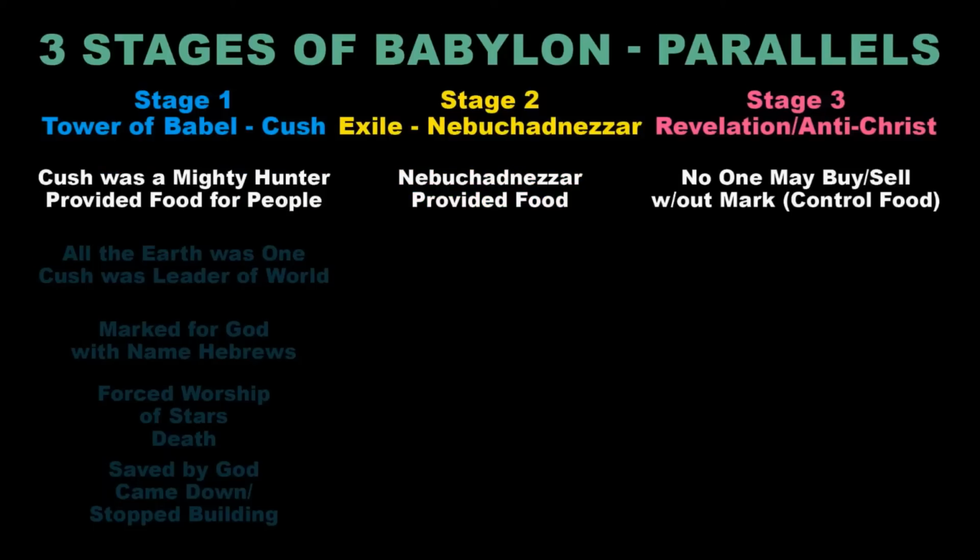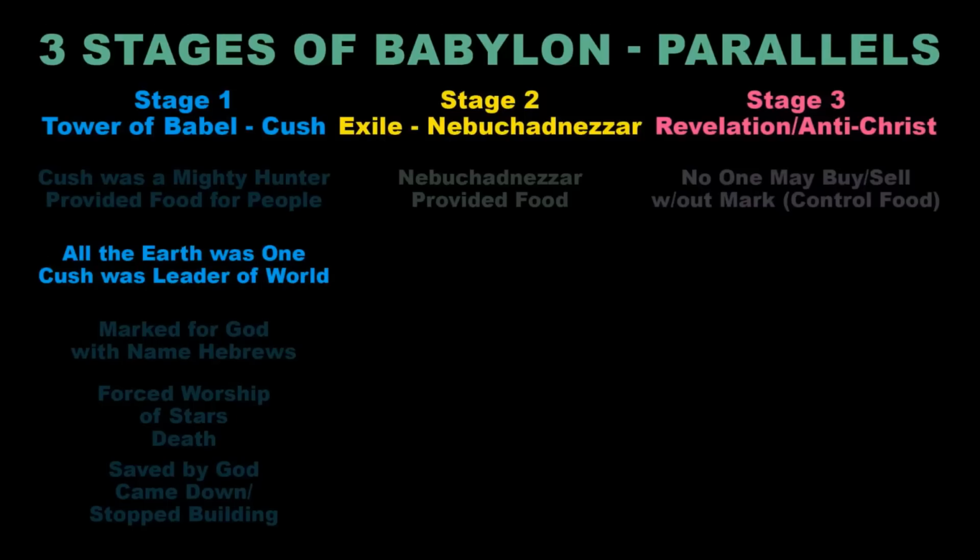So you can see all 3 stages of Babylon have references to the leader of the world providing or controlling food. We will do a video soon about prepping for end times and what we can do. But these parallels fit and reinforce that Cush was providing food for the people, and that was why he was a mighty hunter. Now we're going to talk about the second parallel and how in the Tower of Babel story all the earth was one and spoke the same language. That means that Cush was the leader of the world over all the people of the earth.